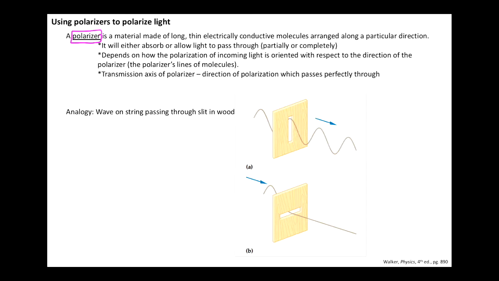And notice the description here. We're not going to dig too deeply into how we make a material like this or exactly what it looks like. I need you to take this statement with a grain of salt. Think of it as a material that has linear molecules in it that are all sort of in one direction, and all of those linear molecules, well, they're electrically conductive.